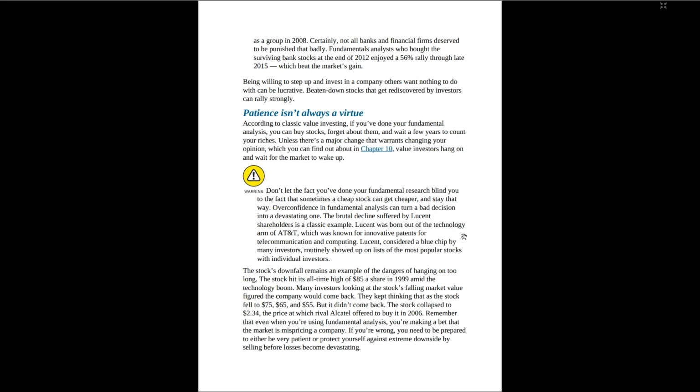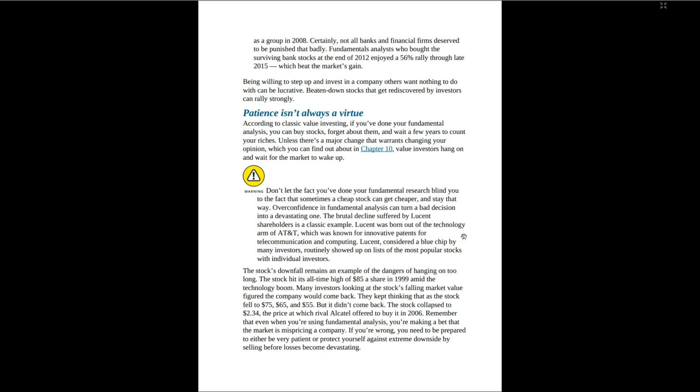Patience is not always a virtue. According to classic value investing, if you have done your fundamental analysis, you can buy stocks, forget about them, and wait a few years to count your riches, unless there is a major change that warrants changing your opinion, which you can find out about in chapter 10. Value investors hang on and wait for the market to wake up. Warning: don't let the fact you have done your fundamental research blind you to the fact that sometimes cheap stocks can get cheaper and stay that way.